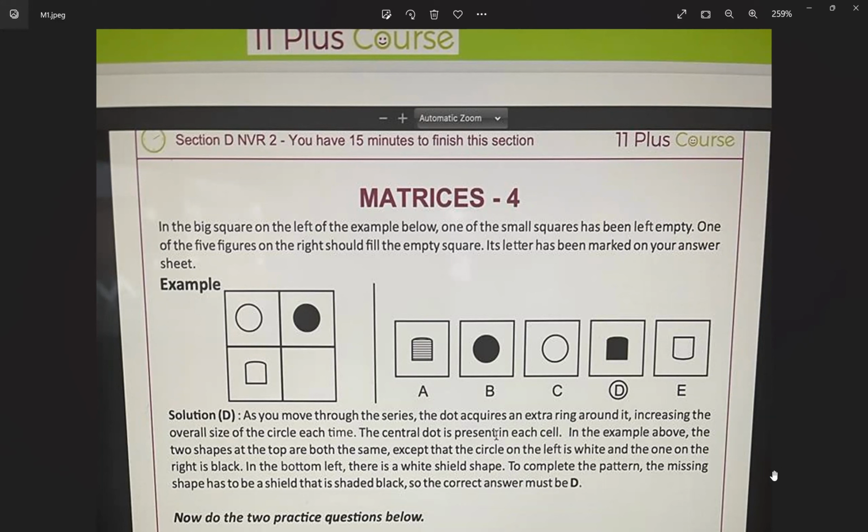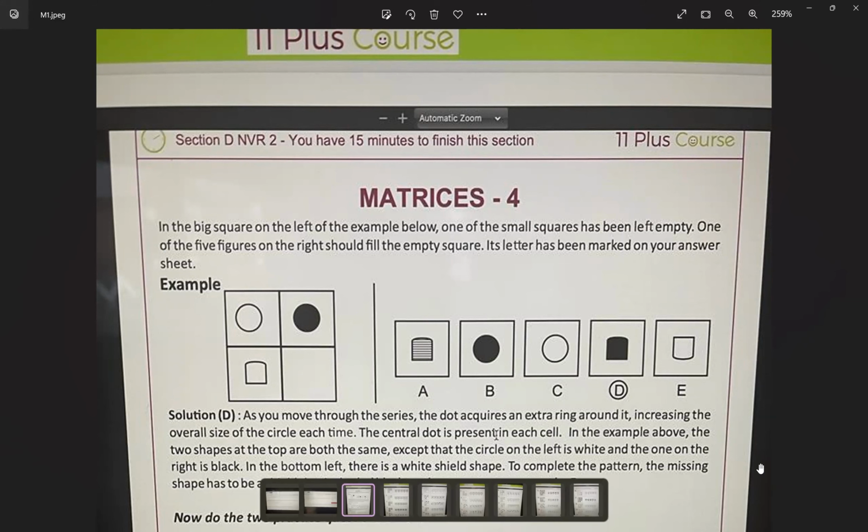In the example below, the two shapes at the top are both the same, except that the circle on the left is white and the one on the right is black. In the bottom left, there is a white shield shape. To complete the pattern, the missing shape has to be a black shield shape.